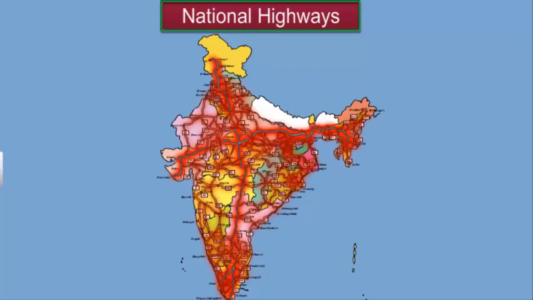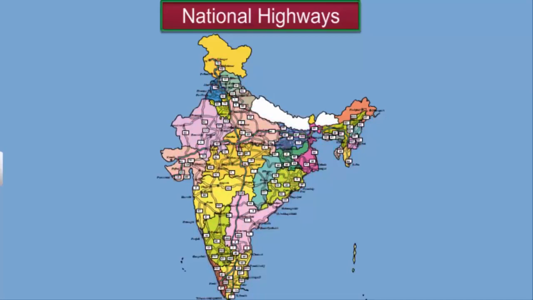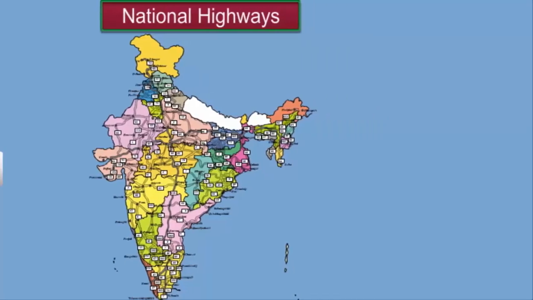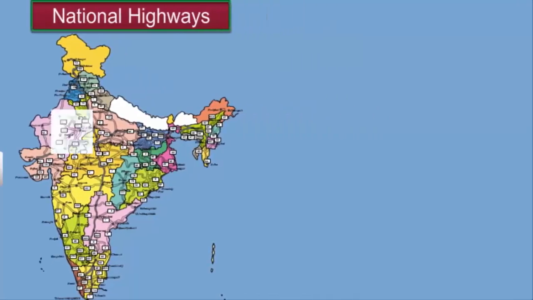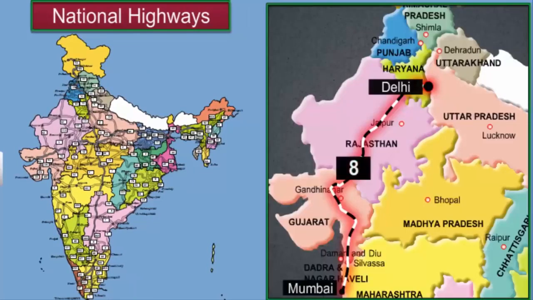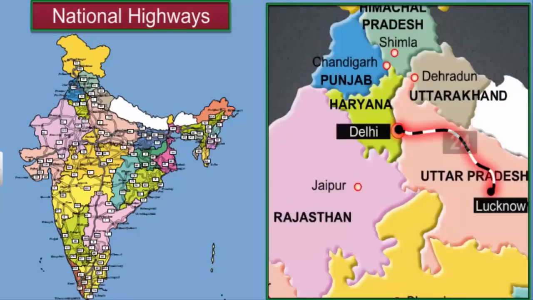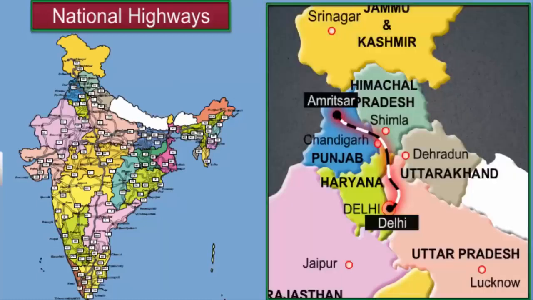In India, every national highway is given a unique number. For example, National Highway number 8 connects Delhi to Mumbai. National Highway number 24 connects Delhi to Lucknow. Sher Shah Suri Marg, which connects Delhi to Amritsar, is called National Highway number 1. If you go to Rajasthan, for most of the destinations, you will use National Highway number 15.